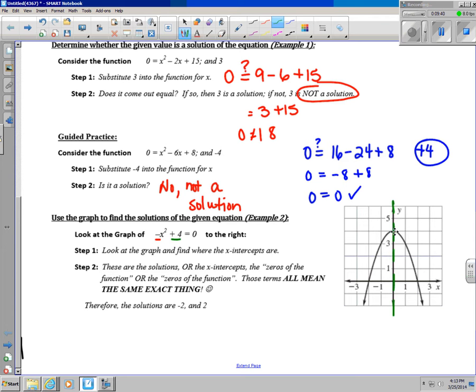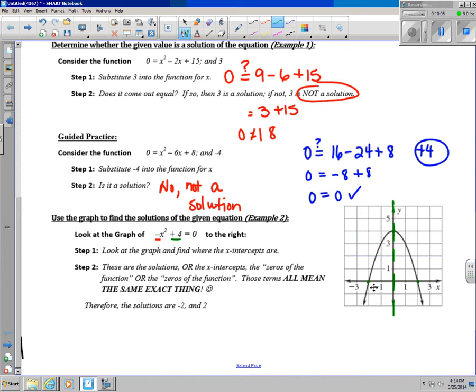It is a maximum. The y values are all less than that. So look at the graph and find where our x-intercepts are. Well, one of the x-intercepts is right there, and the other one is right there. So now our x-intercepts, they are our solutions. They are the zeros of the function. They are all of those terms because those terms all mean the same thing.